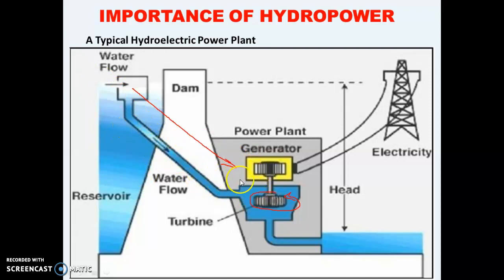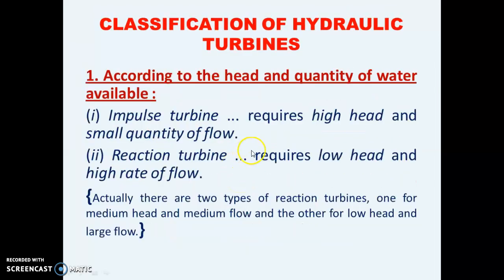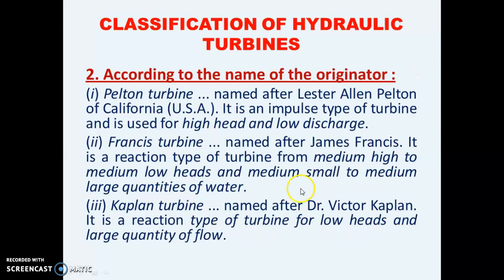So this is an example of impulse turbine. Now reaction turbine requires low head and high rate of flow, that is high discharge, but reaction turbine comes in two types. One requires low head, that means low height and high discharge, and the other type of reaction turbine requires medium head and medium flow or medium discharge. So these are impulse turbine and reaction turbine.